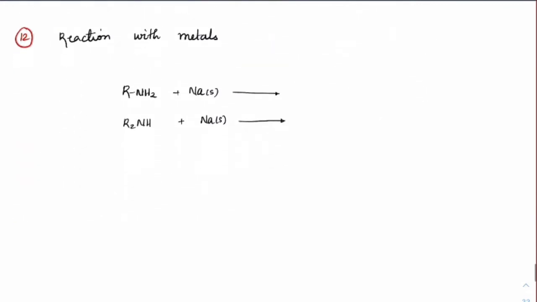Next, let us see reaction with metals. Amines, especially primary and secondary amines, if you react with sodium metal, this hydrogen is protic, so we will have RNH- Na+, releasing H2 gas. Same thing will happen here also, R2N- Na+, releasing H2 gas.